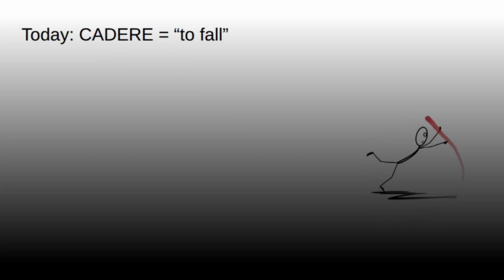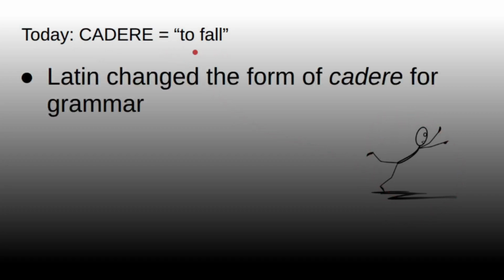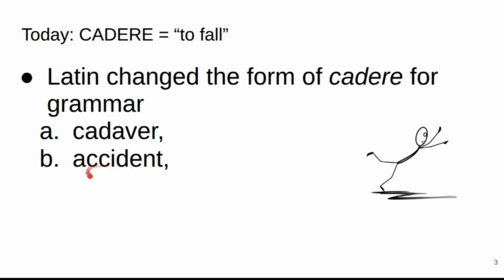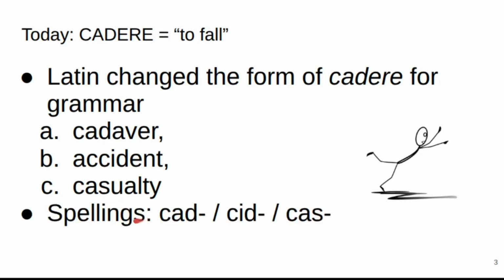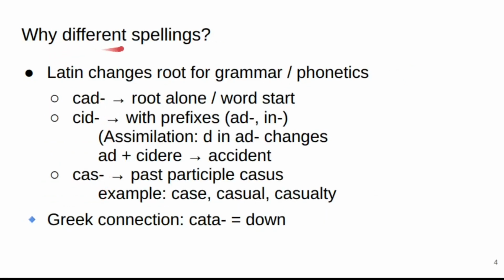From this single root, we get English words like cadaver, accident, and casualty, all connected to the idea of falling or something that befalls. But notice how different they look and sound. Cad, cid, cas. Why is that? It's because Latin often changed the form of a root depending on how it functioned in a sentence, for grammatical or phonetic reasons. The basic form cad appeared when the root stood alone or at the beginning of a word.